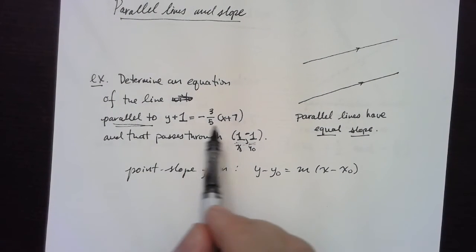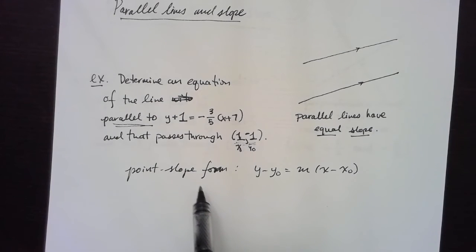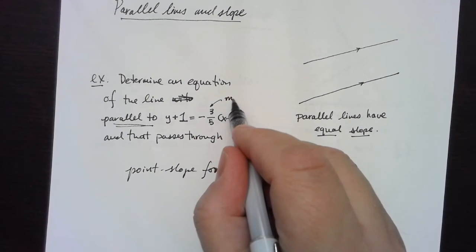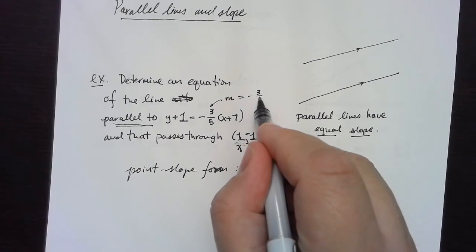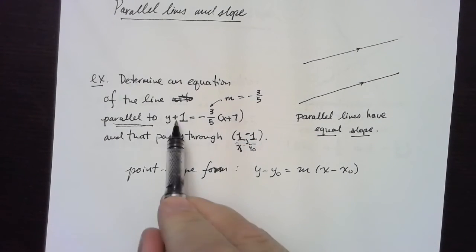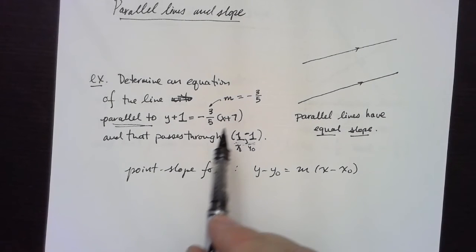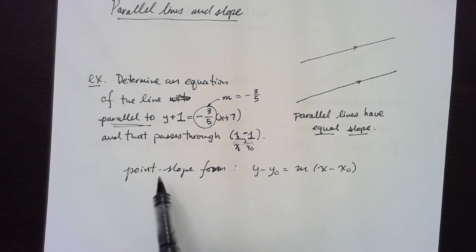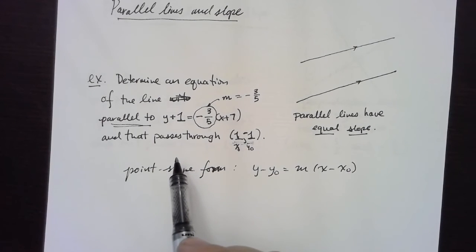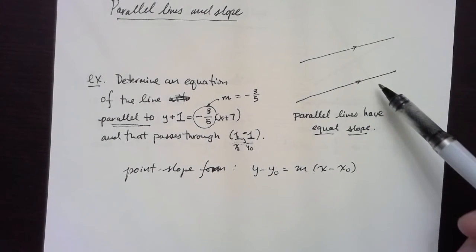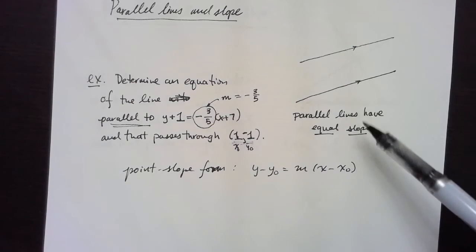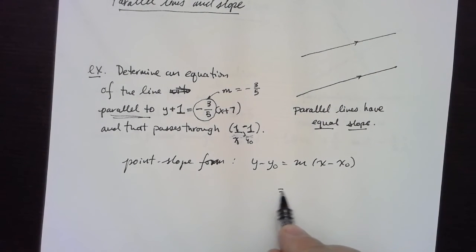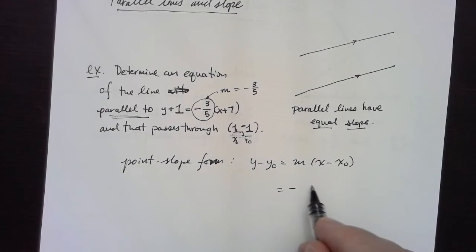If I look at this equation, this is also in point slope form. And so I can read off the slope. I can also read off the point that this line passes through, but that's irrelevant here. What I need is the slope. The slope is negative 3/5. It's this number multiplying the x plus 7, because the line that I want is parallel to this one, so it has to have the same slope. So the line that I'm looking for has the same slope as this one.